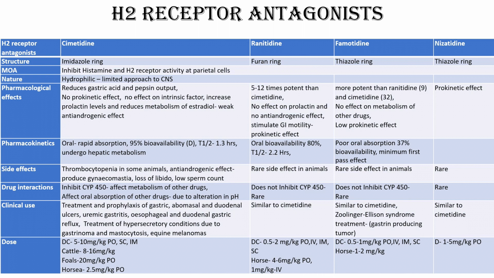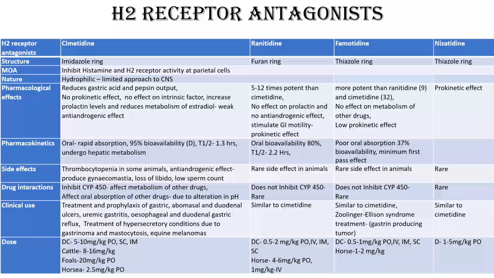There are four commonly used H2 receptor antagonists: cimetidine, ranitidine, famotidine, and nizatidine. We are going to discuss in brief cimetidine, because cimetidine is the prototype drug of this category, and the pharmacological effects of cimetidine are more or less similar to the other agents, that is ranitidine, famotidine, and nizatidine.